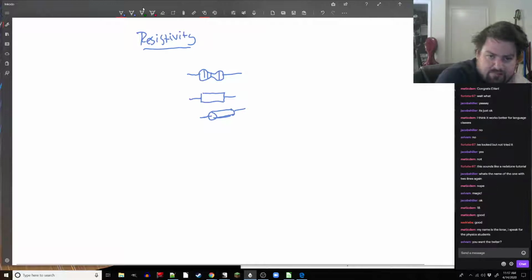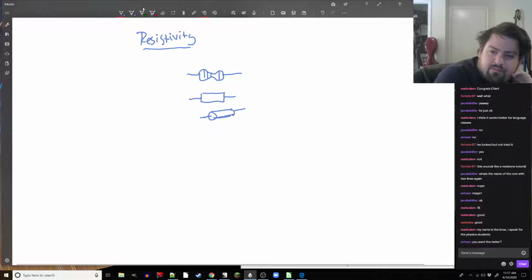So any individual object is going to have some resistance. It might be very, very small for really good conductors. It might be very, very large for really good resistors, like plastic or rubber are really good resistors, so they have very high resistances. But I guess that's more of a property of the material itself.